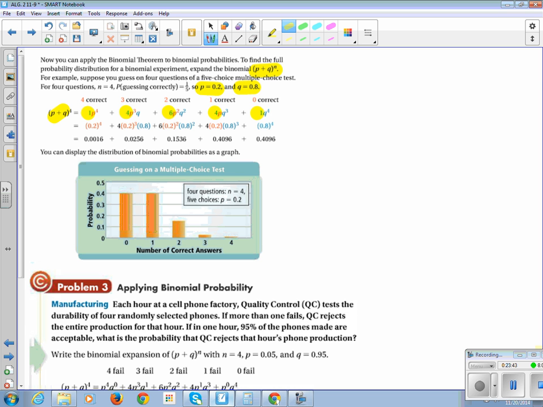So the probability of getting 4 correct answers when you're guessing is less than 1%. The probability of getting 3 answers correct when you're guessing is 2%. Probability of getting 2 answers correct when you're guessing is 15%. And the probability of getting 1 correct is about 41%. But look, the probability of getting 0 correct is also 40%.